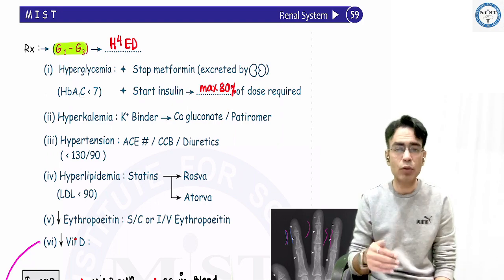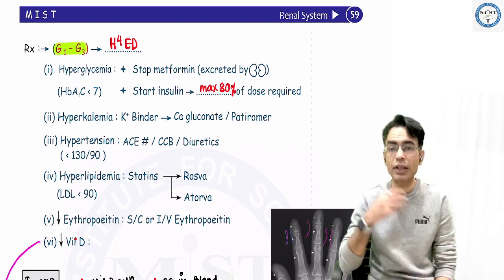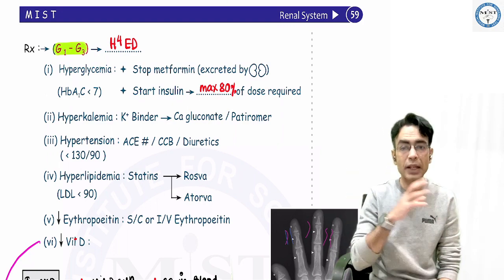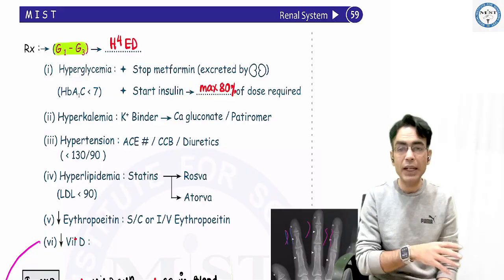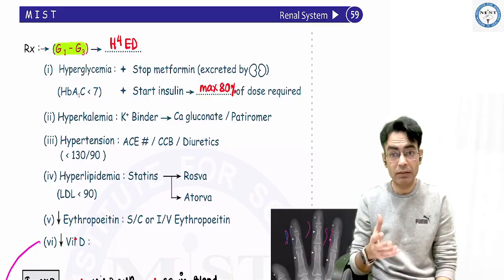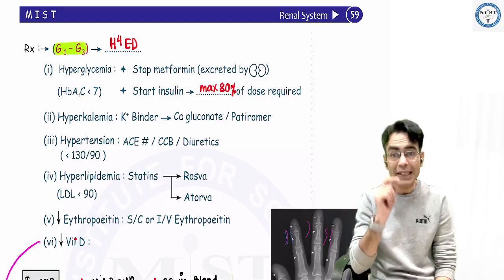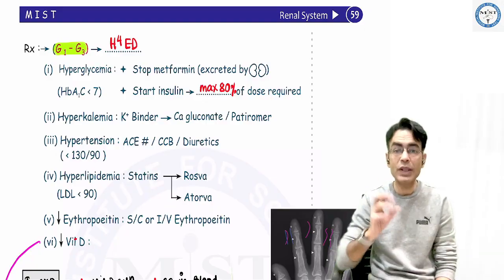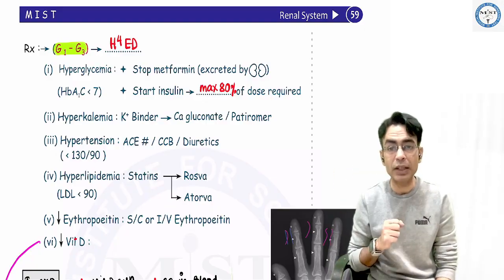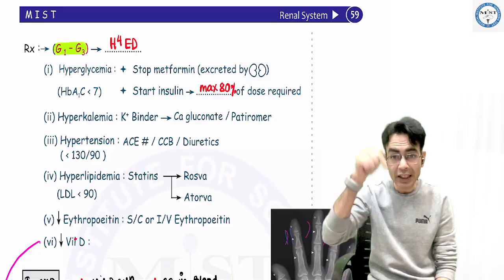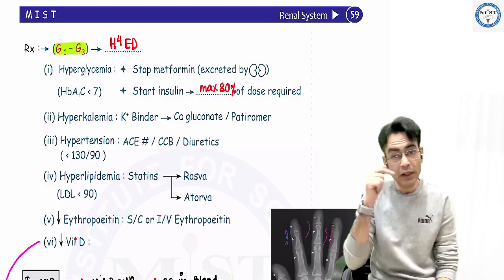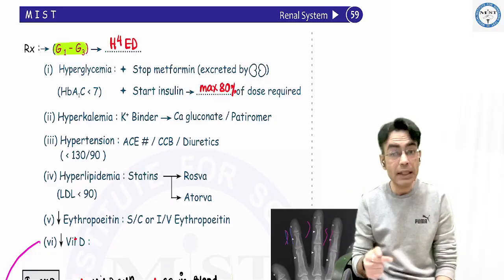For hyperkalemia, give calcium gluconate, patiromer. For hypertension, give antihypertensives, and for hyperlipidemia, give statins. For vitamin D, the kidney secretes a hormone which activates vitamin D, which manages your calcium in the blood. But now the kidney is gone, so you are having a decrease in vitamin D. And when vitamin D is decreased, calcium is decreased.